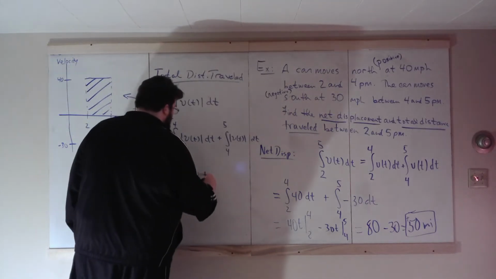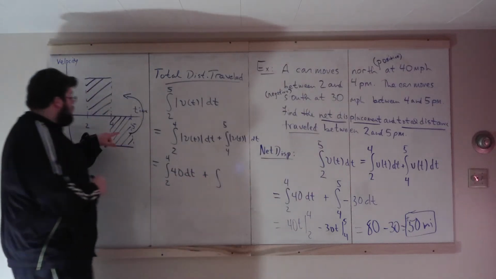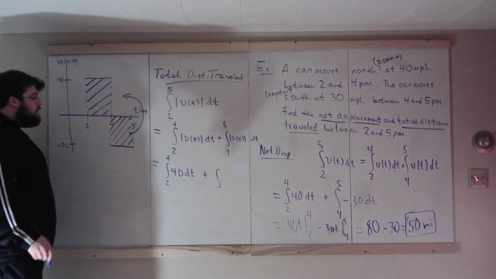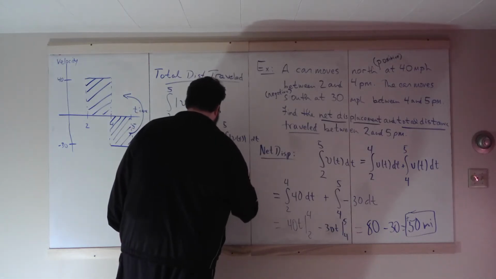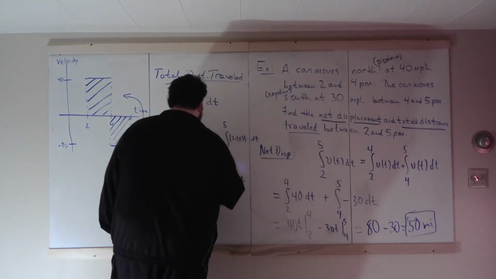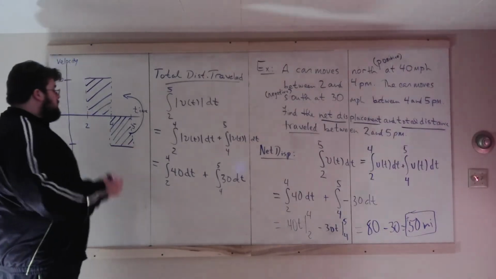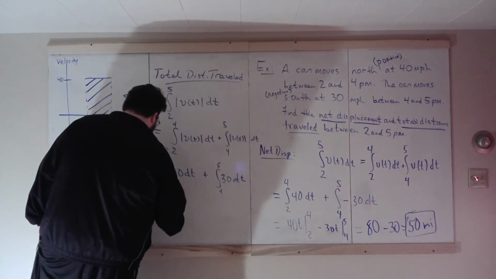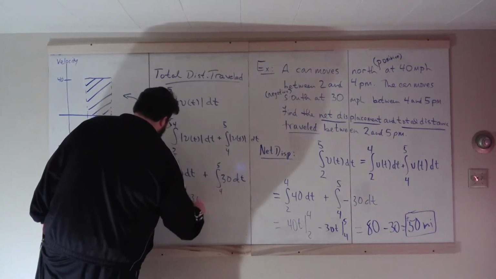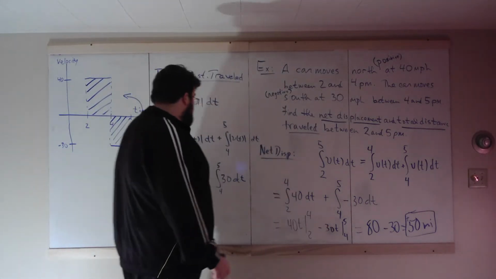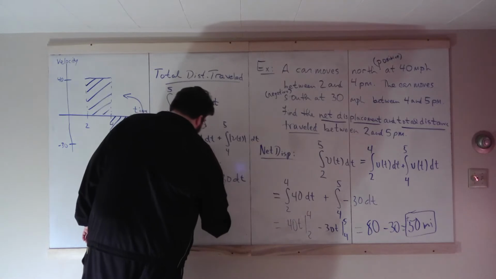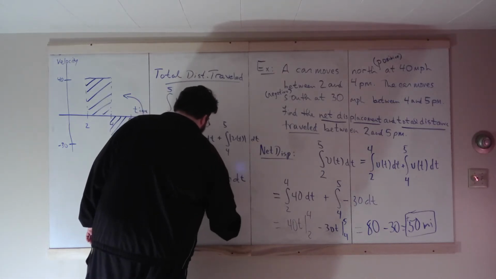The absolute value of v of t on 4 to 5 is the absolute value of negative 30, which is positive 30. And we would have this computation. It would then become 80 plus 30. Well, not just like that. It would become 40t and 30t, but they would be added. 80 plus 30 is 110 miles.